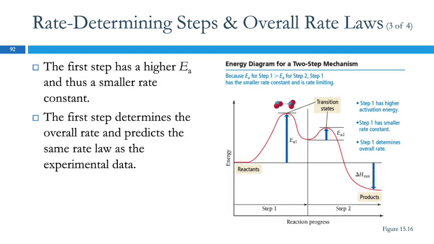So in that reaction, the first step has a higher activation energy. So its rate constant is smaller. The first step predicts the overall rate and has the same rate law as the experimental data. Because once you get over this hump, then this part happens really easily, and you get to your products.